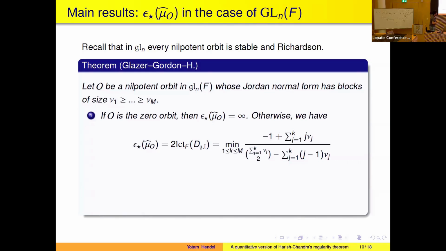Now I should say what is L in this picture. So if I have some O, nilpotent orbit inside g, and let's say O_mu, and we have this partition.